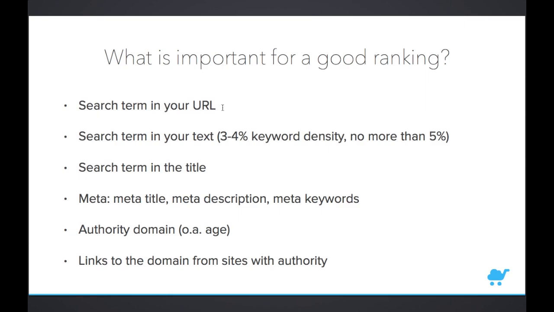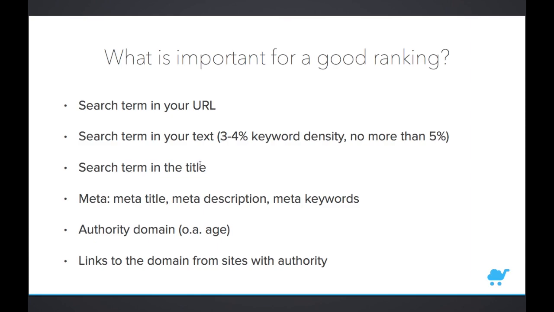So the search term in the URL is very important. You should put your search term in your text, which means that it should come back in your text. You should not try to over optimize your text. If you add the keyword more than 5% in a specific text, it's probably going to be a little bit more spammy. So try to keep it between 3 to 4% of your entire page. If you write a page of 100 words, try to have your search term repeated 3 to 4 times max.